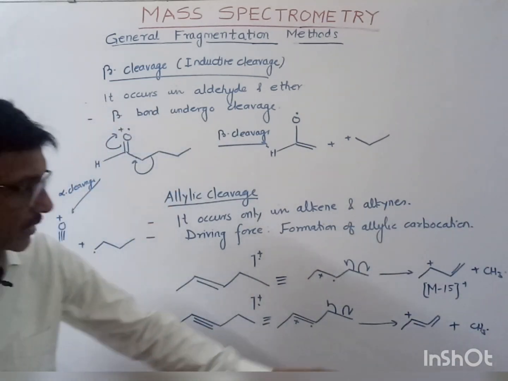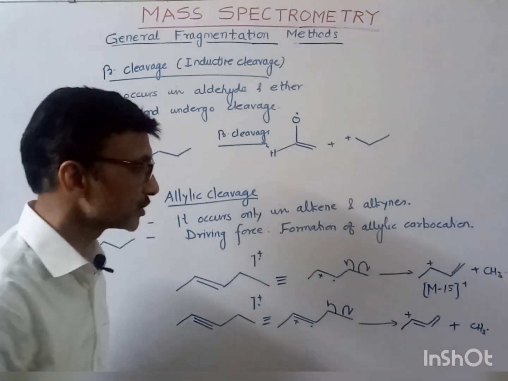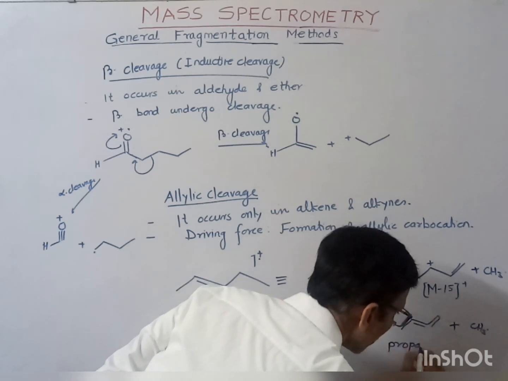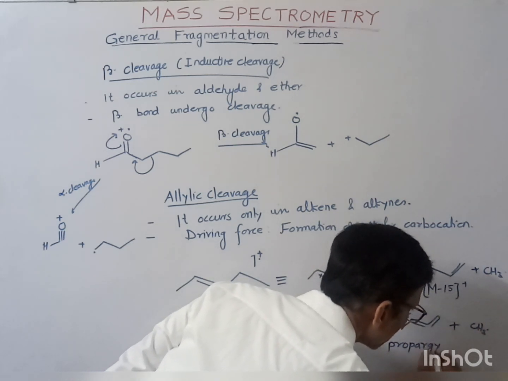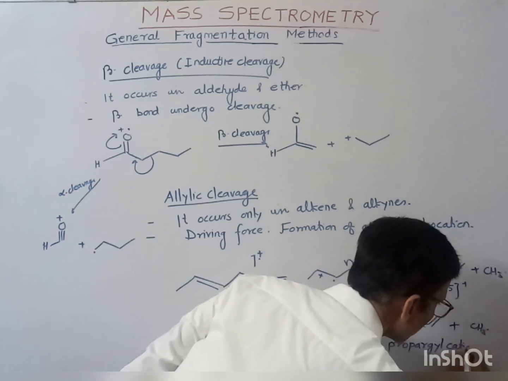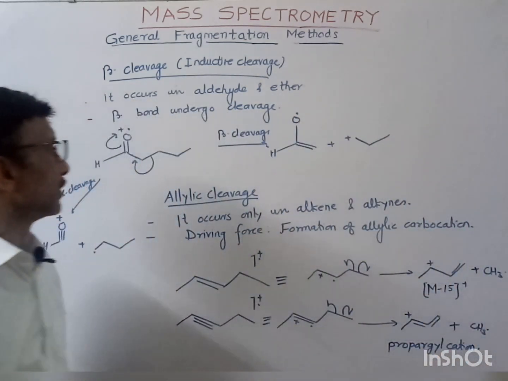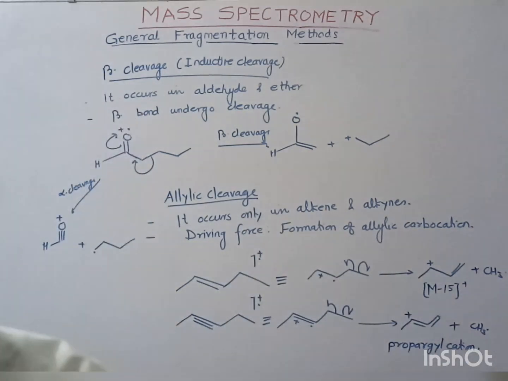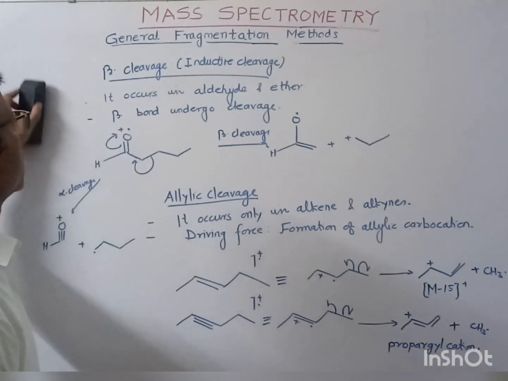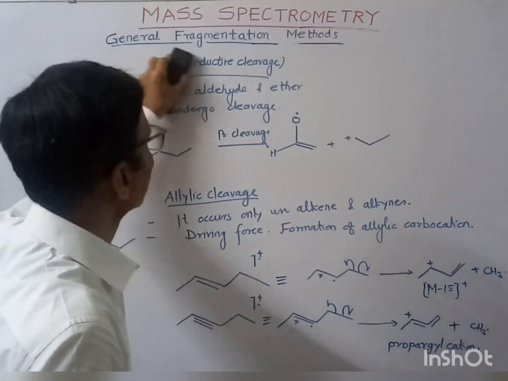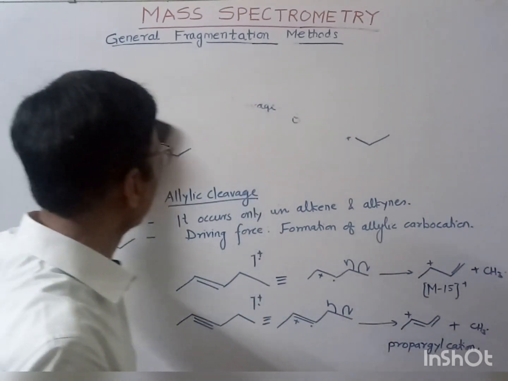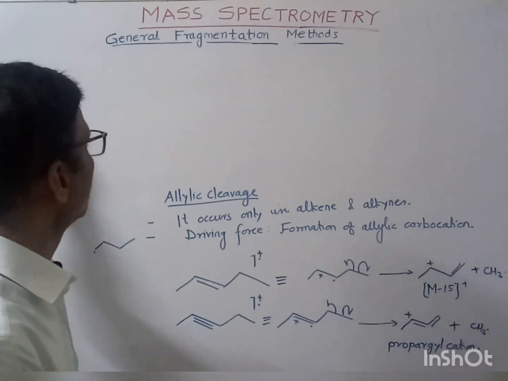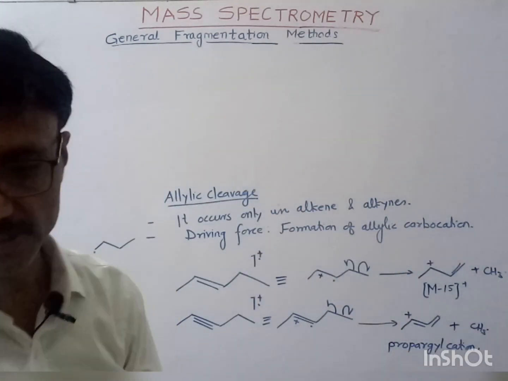So as you can see here, we are getting the propargyl cation. So this is called the propargyl cation. So this is about the allylic cleavage. Now the last type of cleavage which is possible is the removal of a water molecule, and such type of cleavage is possible in case of alcohols.